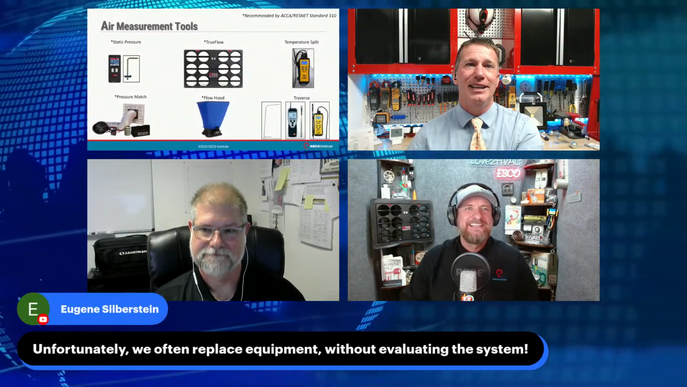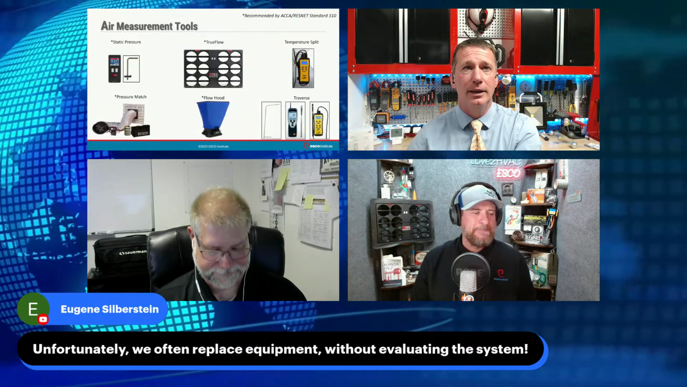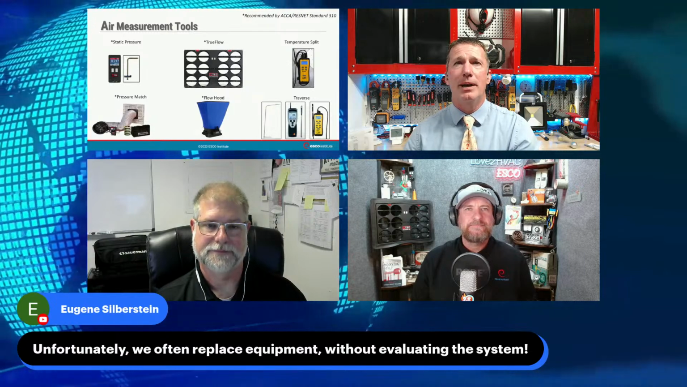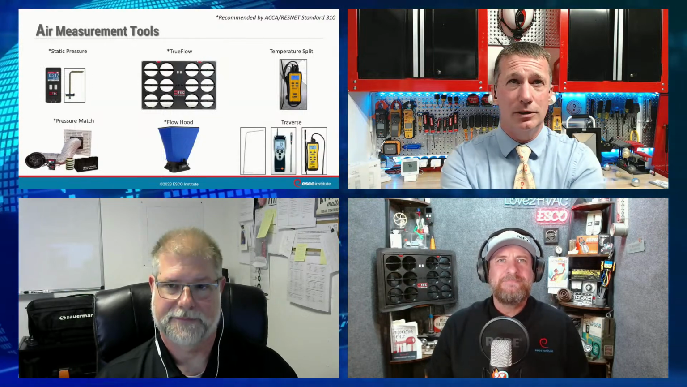And that is exactly what we're talking about here, Eugene: too many times we're not evaluating the system before and after. I would like for us to discuss some of the ways we can test these systems before and after. I know it's not always possible, but with a lot of today's technology, we can do measurements and calculations before we do that swap out, especially with things like the True Flow Grid that a lot of people haven't even been introduced to yet.